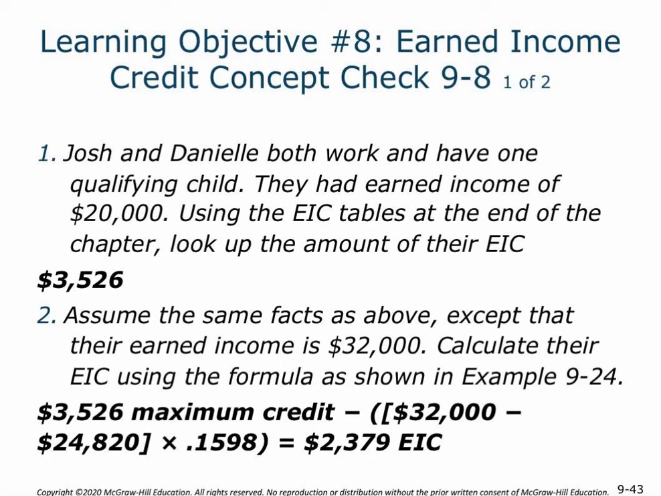So let's take a look at a concept check here. Josh and Daniel both work and have one qualifying child. They have earned income of $20,000, and using the earned income credit tables at the end of the chapter, we can see $3,526 is going to be the amount for their earned income credit. Concept check 2, assume the same facts as above, except that their earned income is $32,000 instead of $20,000. Then we have $3,526 as the maximum credit they could get, but we're going to use the formula to take $32,000 minus $24,820, and then we get $2,379 for the amount of earned income credit that they would get with that income.